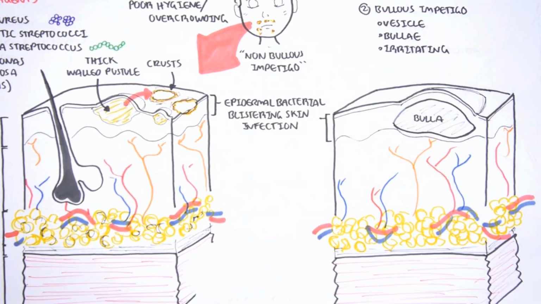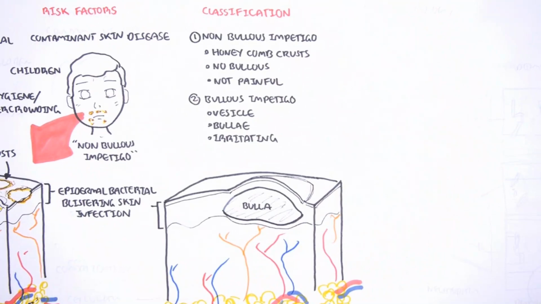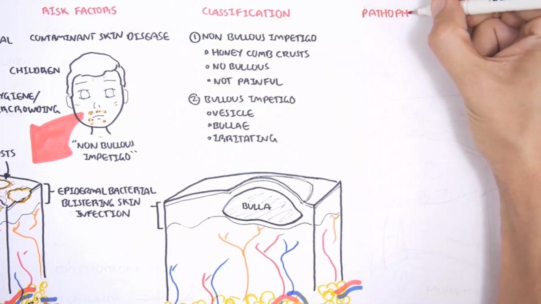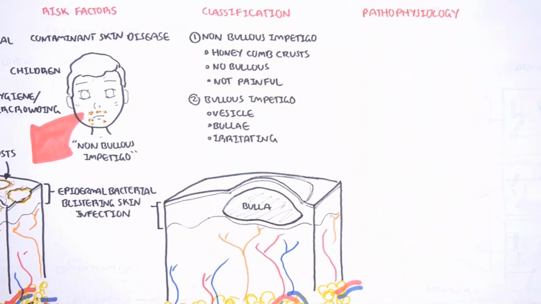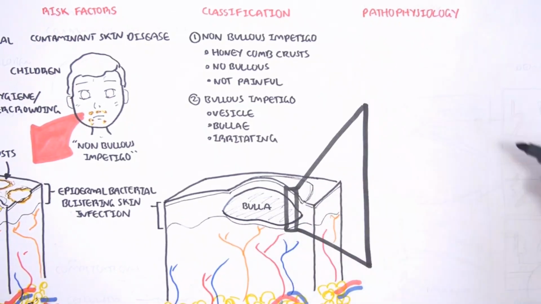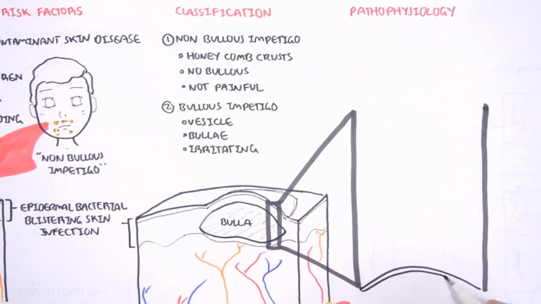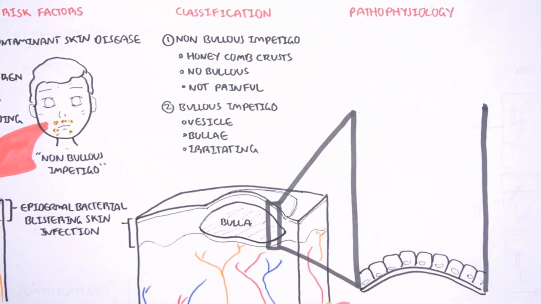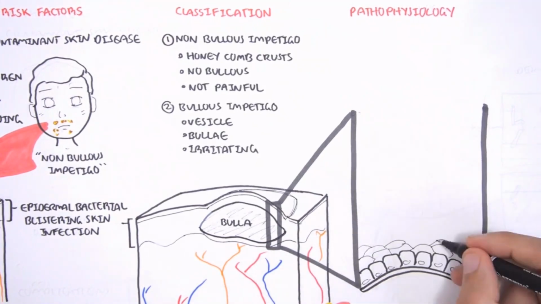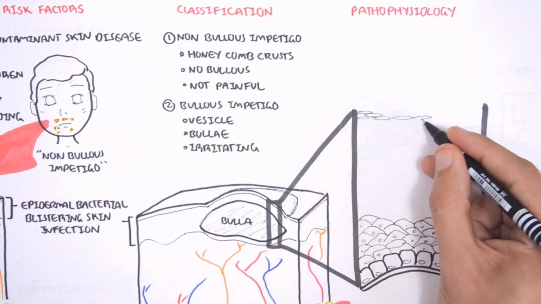Let's now learn about the pathophysiology of impetigo by focusing on bullous impetigo as an example. The main causative organism of bullous impetigo is Staphylococcus aureus. Let's zoom into the epidermis to see how it works. Remember that the basement membrane separates the epidermis to the dermis. Above the basement membrane, you have the stratum basale, which divides and divides, and as it divides, the cells will migrate up and lose its blood supply.